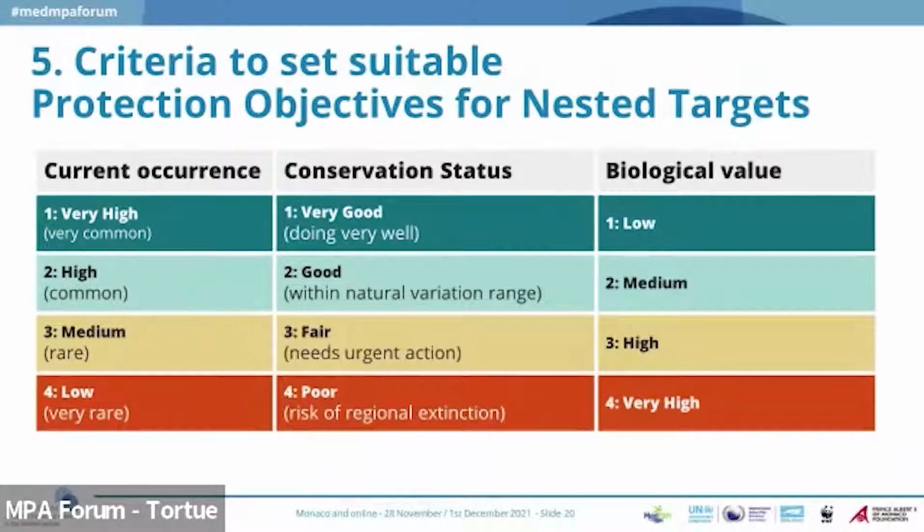So to help us set suitable protection objectives for each of the nested targets, we developed and worked with 3 criteria of current occurrence, conservation status, and biological value of each of the nested targets, and we scored each of them against these 4 categories here. And that therefore came up with an average that we weighted. Next slide, please.